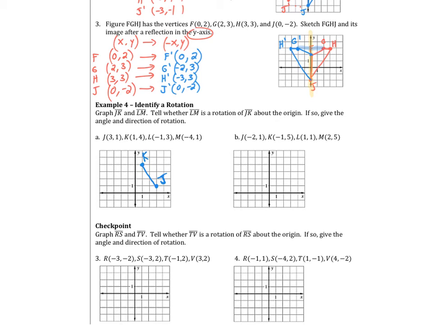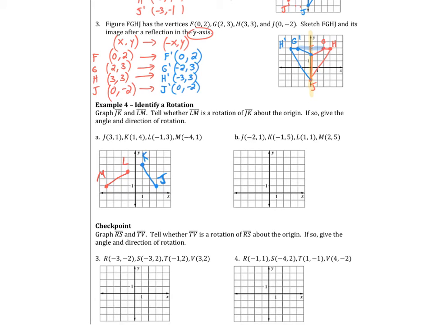LM: L is at negative 1, 3, and M is at negative 4, 1. So we're just going to work on identifying if it's a rotation. If it's a rotation, it's going to actually form a 90-degree angle.